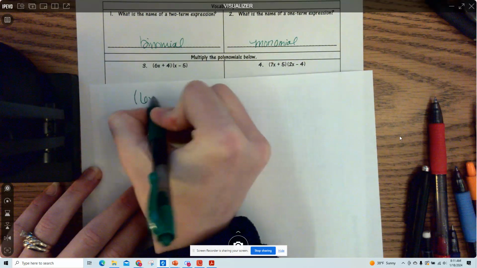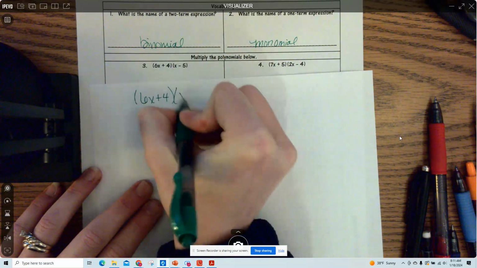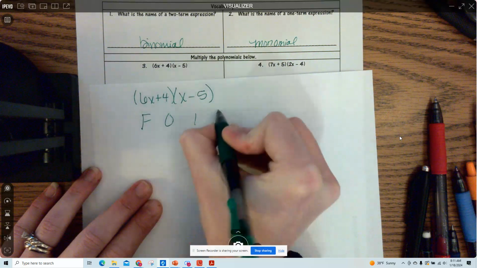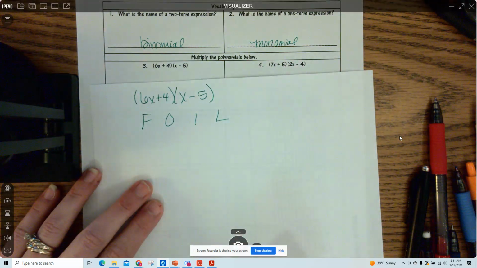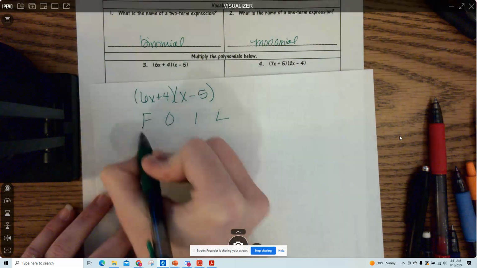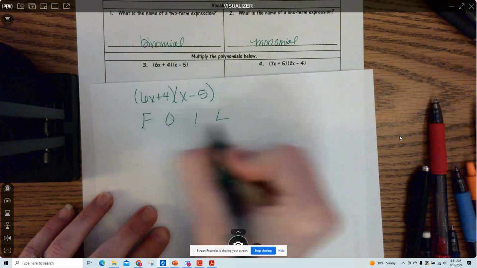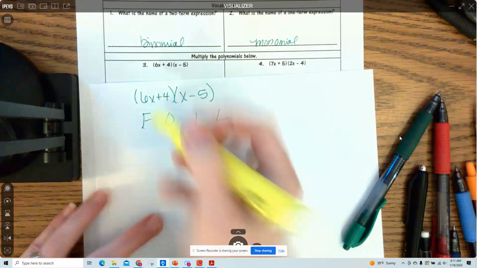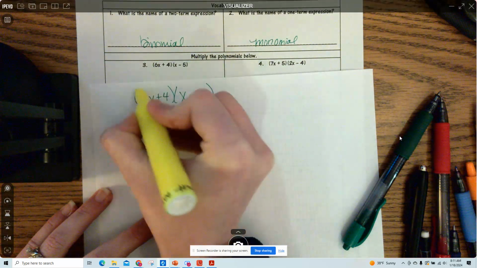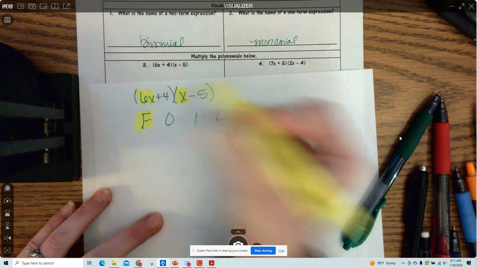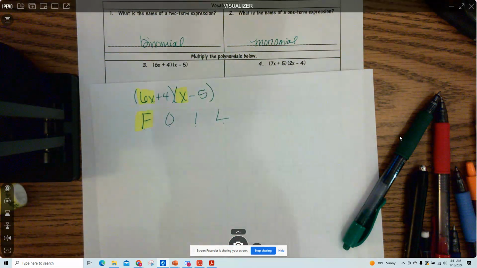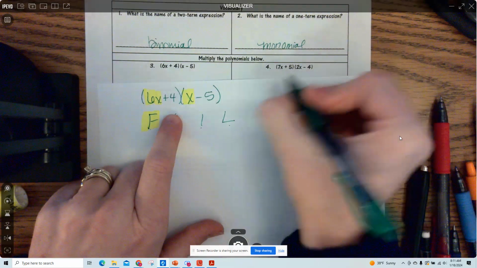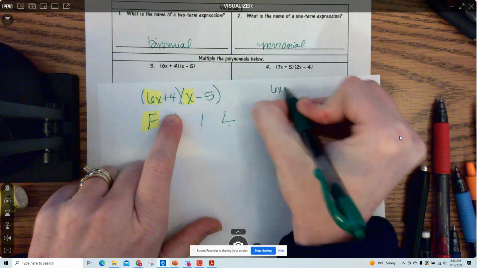All right, 6x plus 4, x minus 5. Have y'all ever heard of FOIL? Okay. FOIL stands for first, outside, inside, last. So the first here are the first pieces in each of those binomials. We multiply those together. So we've got 6x times x.